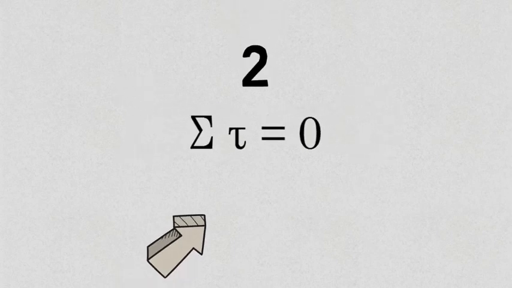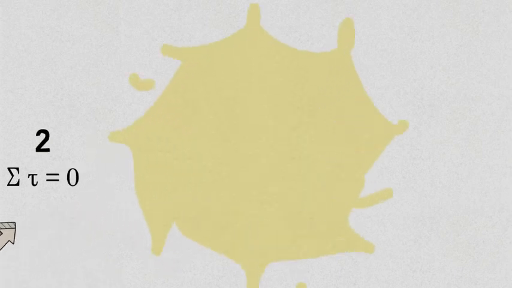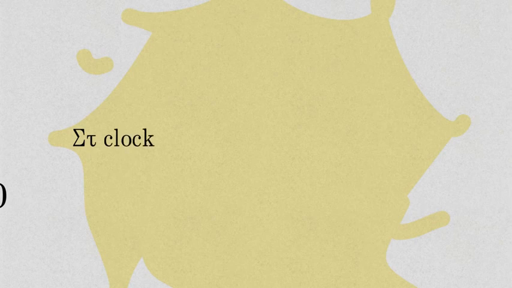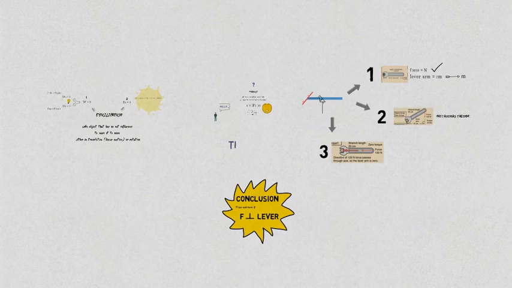2. Net torque is equal to 0, or it can be symbolized by sigma tau is equal to 0. In this case, the axis may be chosen for advantage to eliminate some unknown forces. So we can conclude that the sum of the clockwise torques is equal to the sum of the counterclockwise torques. That's all about torque and the conditions of equilibrium.